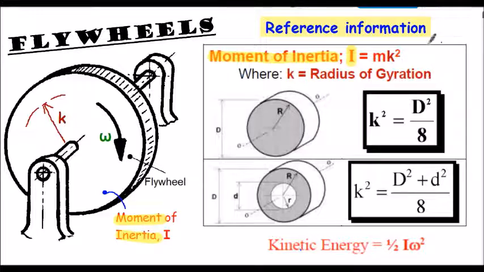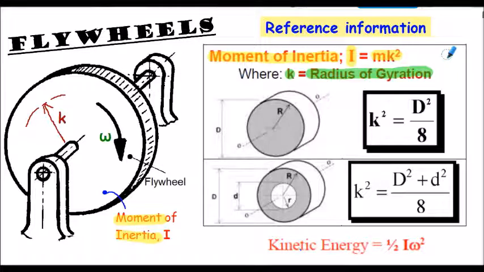And moment of inertia is defined, as it shows there at the top of the slide, as I is equal to mk squared. And that's a very standard form if you look that up in the textbook. Moment of inertia I is equal to mk squared, where m is the mass of the flywheel, in kilograms of course. And this k term, it's obviously k squared in the formula, but the k term is called the radius of gyration. So k, often a symbol used for radius of gyration. And that's really a fictitious property.